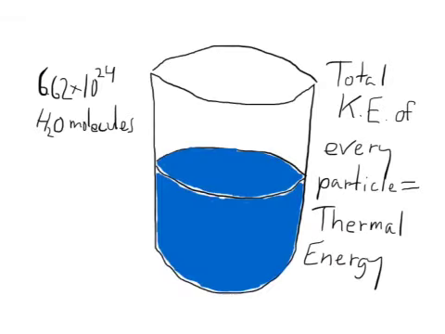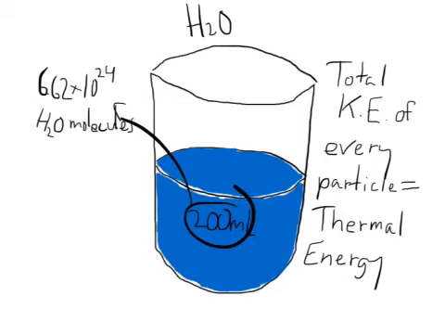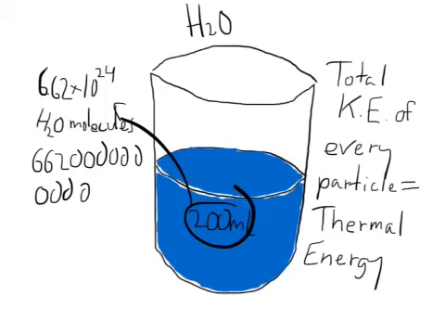Now let's consider a beaker of water, right? H2O. Let me write that down, H2O. And maybe we've got like 200 milliliters of water in here. Now that much water is about 6.62 times 10 to the 24th molecules worth. That's a really big number. I'm going to write it out just for fun. 662 with another 22 zeros. 1, 2, 3, 4, 5, 6, 7, 8, 9, 10, 11, 12, 13, 14, 15, 16, 17, 18, 19, 20, 21, 22. So there's a lot of molecules in a beaker of water.